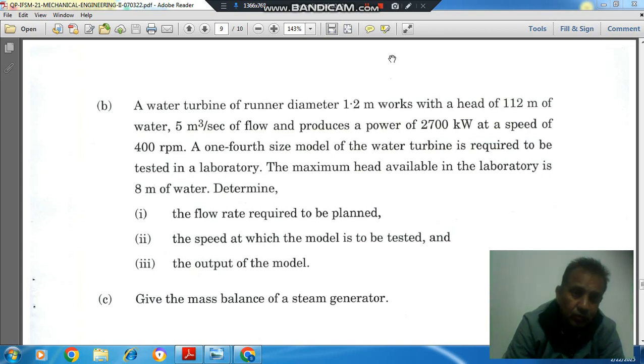Hello, welcome again. We are solving Indian Forest Services Mechanical Engineering Paper 2 of year 2021.